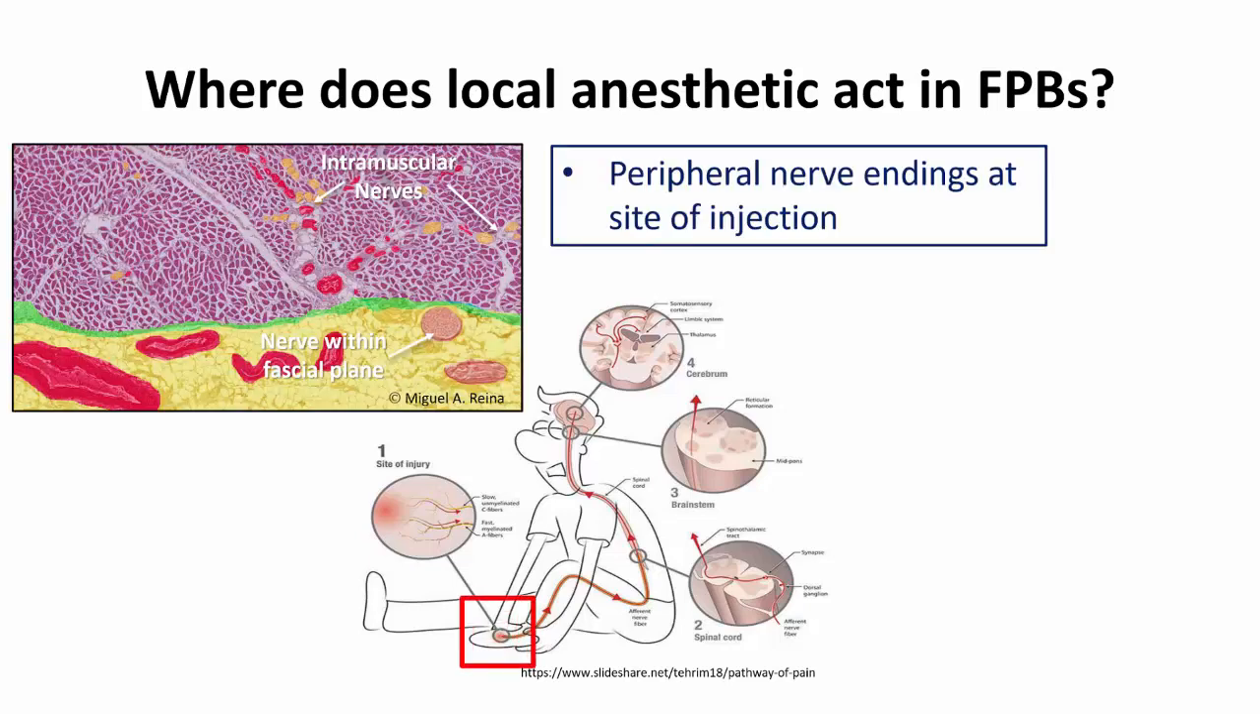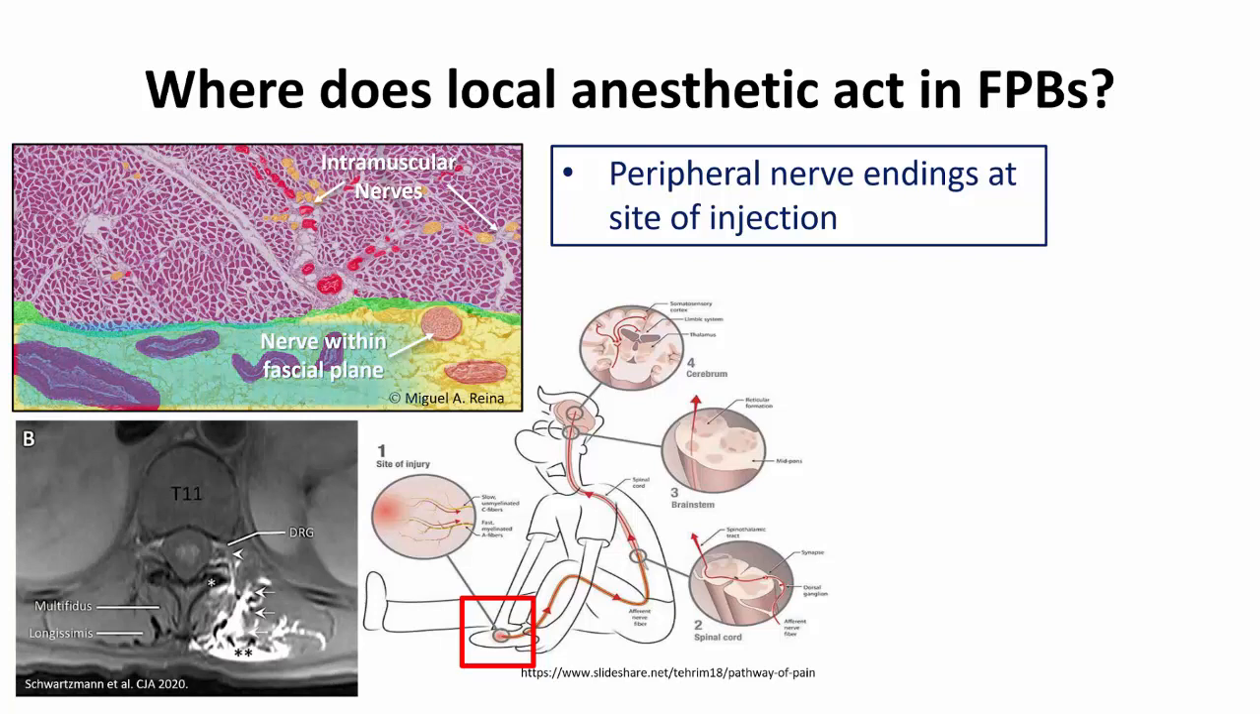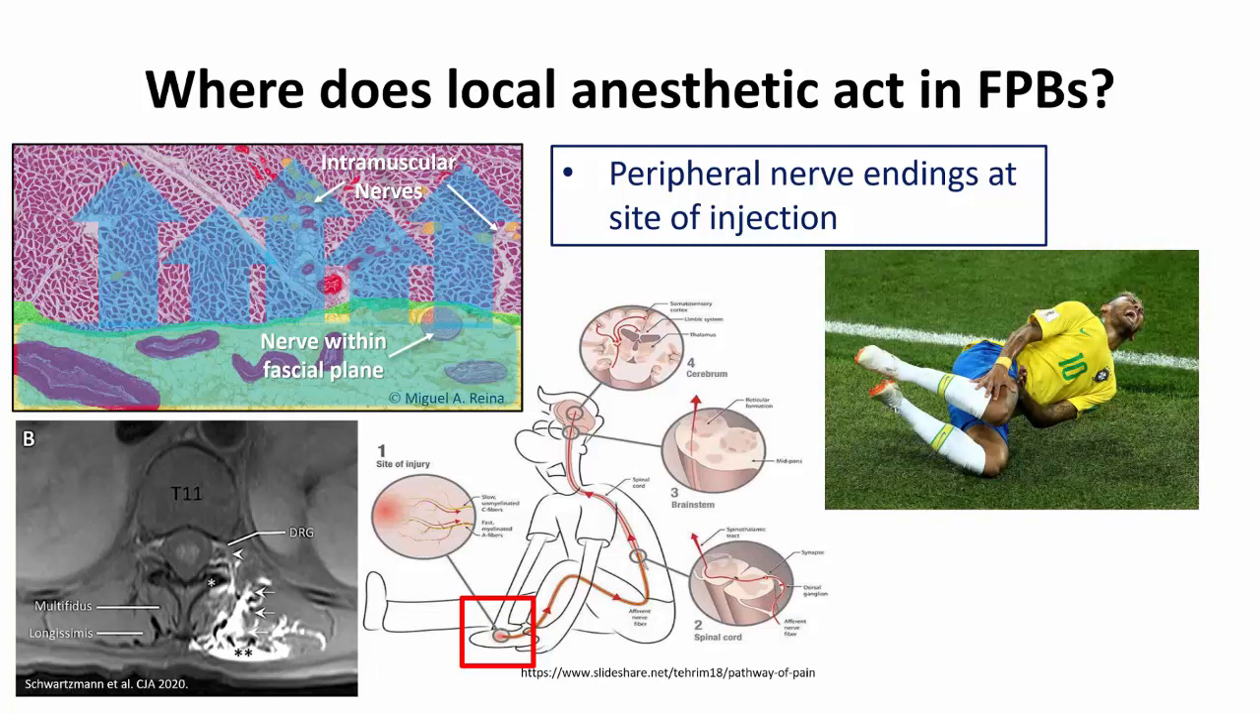So first of all, local anesthetic can act at peripheral nerve endings in the surrounding tissues at the site of injection. Imaging studies clearly show that the muscles surrounding the fascial plane of injection are infiltrated by the local anesthetic. And this is relevant because traumatized muscles are a significant source of pain, as I'm sure all of us have experienced at some time or other.